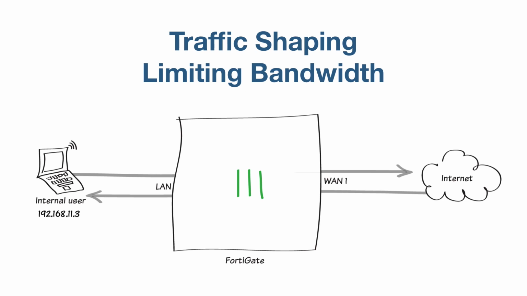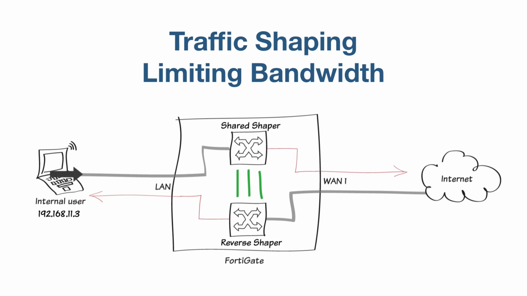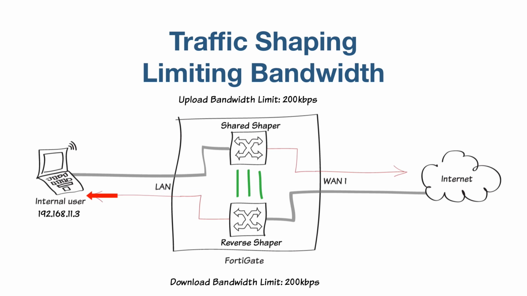First, you'll create an address object to target a specific internal IP address. Then you'll create an internet access policy for that IP address and enable traffic shaping. When that user attempts to upload, the shared traffic shaper will restrict the bandwidth limit to 200 kilobits per second. You will also use a reverse shaper to restrict the bandwidth on downloads.